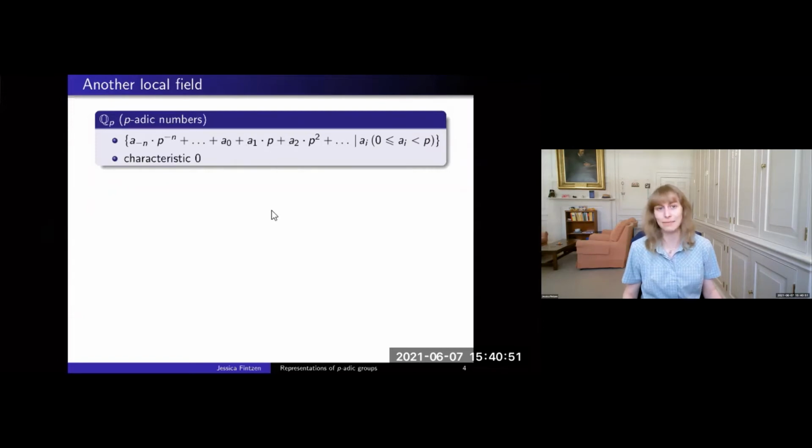It's a p-adic number that is non-zero, and all the other prime numbers can be written as the sum of a0 plus a1 times p and so on. That is non-zero. So none of the prime numbers is 0 in this field. So it's a field of characteristic 0.